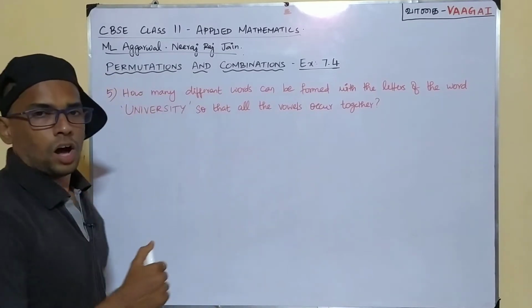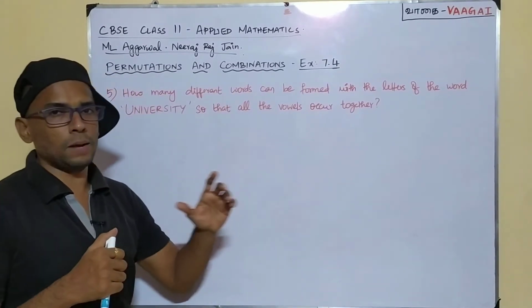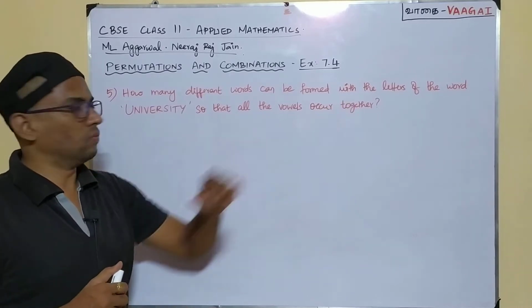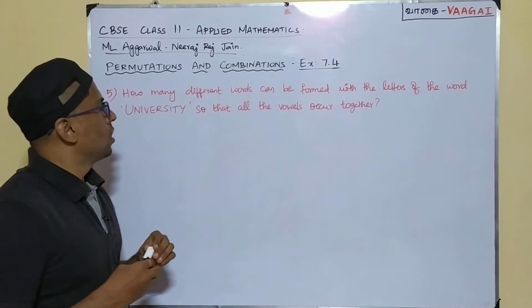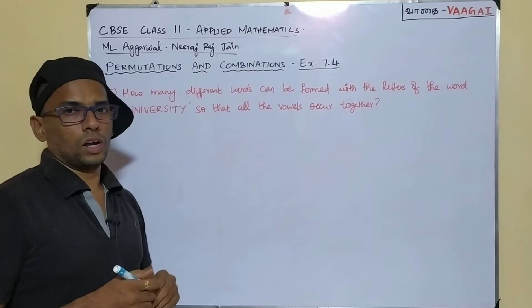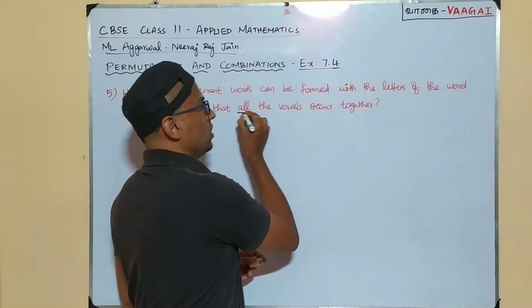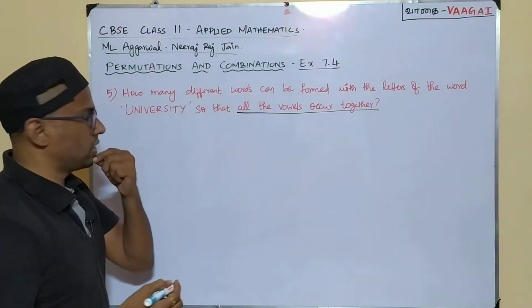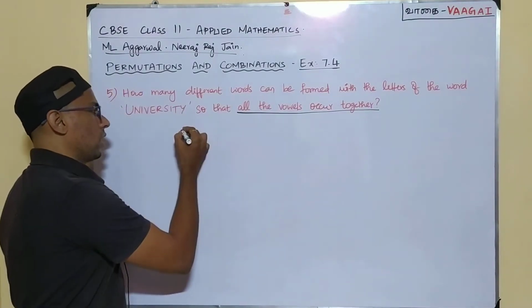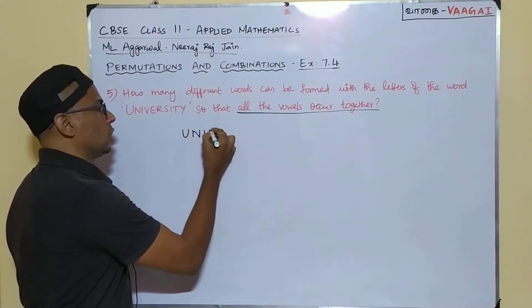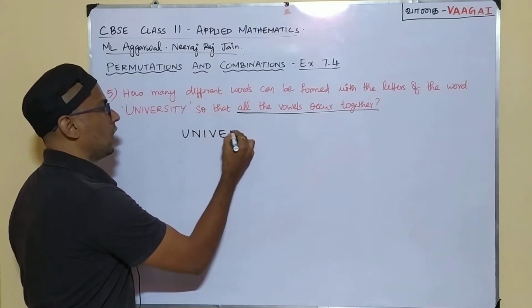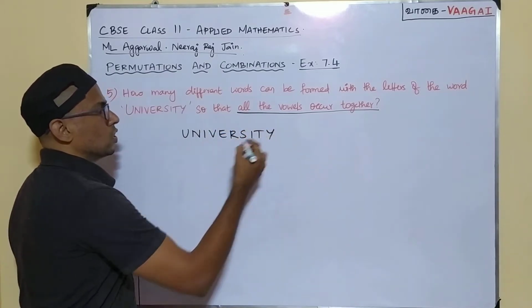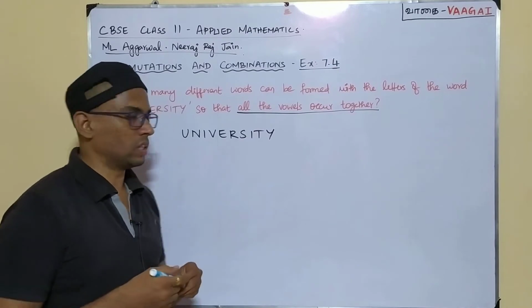Question number 5 here. How many different words can be formed with the letters of the word university so that all the vowels occur together? So this is going to be the question. All the vowels occur together. Okay. So the given word here is university. Let's just make a note of it. University. So this is going to be the word which is with us.